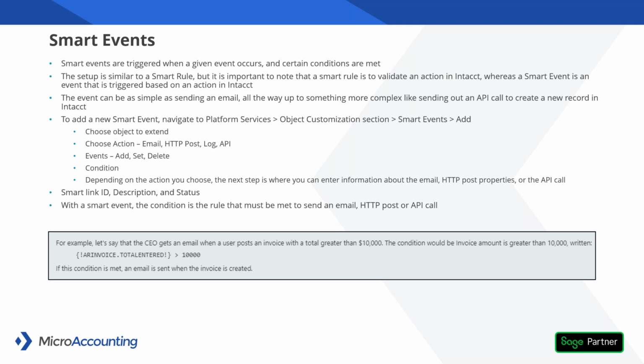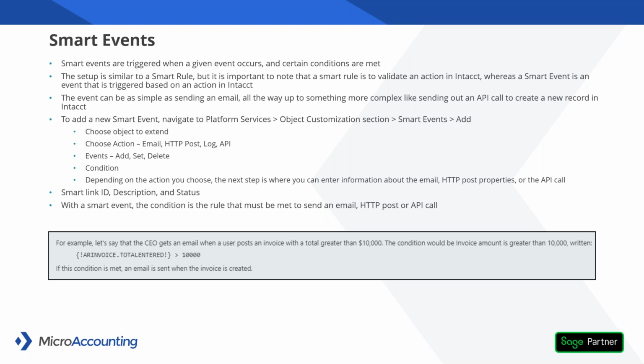So here in this example on this slide, we're going to say the CEO gets an email when a user posts an invoice with a total greater than 10,000. So the condition for that would be you're checking the AR invoice total entered. That part in the brackets is saying that you're looking at the AR invoice object and then the total entered field to check to see if it's greater than $10,000. So if that condition is met, then it's going to send an email when the invoice is created. And if that condition is not met, then it will not send out that email.